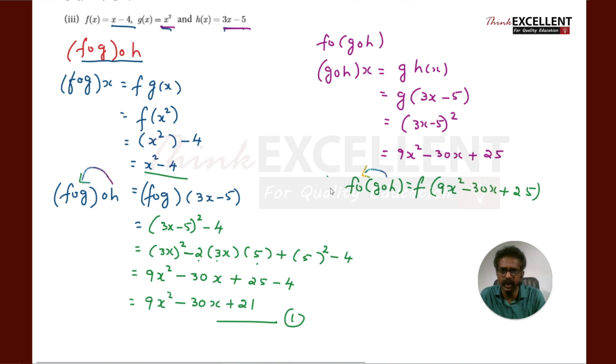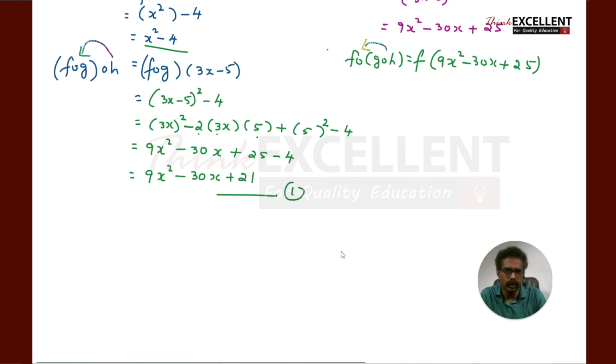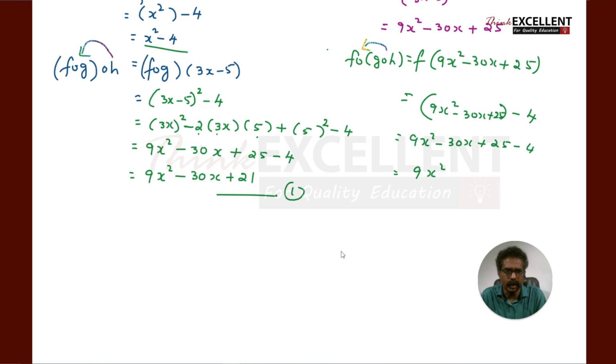What is f of x here? X minus 4, right? So you have to write it as x minus 4. Instead of x, what do you write? The value, 9x square minus 30x plus 25. So you simplify this, you are getting 9x square minus 30x plus 25 minus 4. When you simplify, you are getting 9x square minus 30x plus 21. So that is number 2.